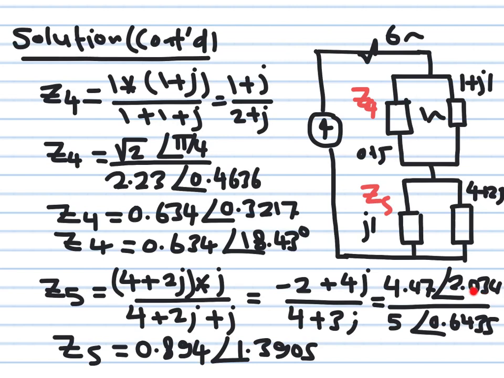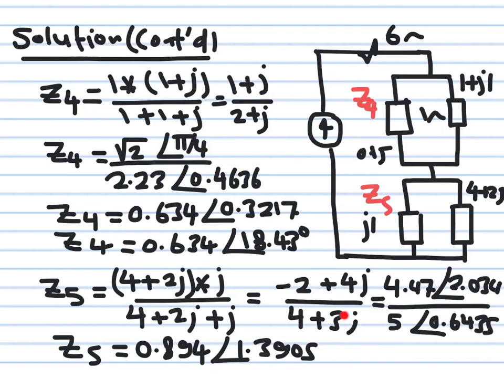I would like you to verify this one. Take this number and give it to the calculator. You see the calculator will give you a negative angle. But a negative angle means you are in the fourth quadrant, while this complex number is in the second quadrant. So you must add pi to the answer. I added 3.14 because I'm doing everything in radian, and this is how I got it.